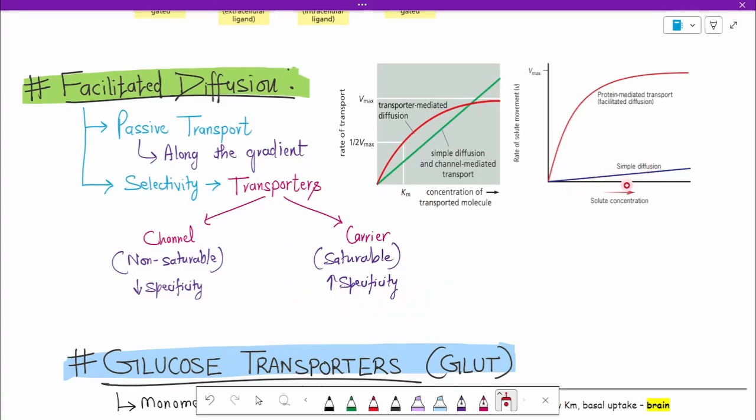We talked about this earlier, that simple diffusion shows non-saturable kinetics. It will be a straight line, but in case of facilitated diffusion, there is a certain limit on how many molecules the transporter can carry at a particular amount of time. There are many such transporters on a membrane, and when these transporters are all occupied, they can no longer transport any more molecules. So this shows saturable kinetics, and it follows a curved shape on this graph.